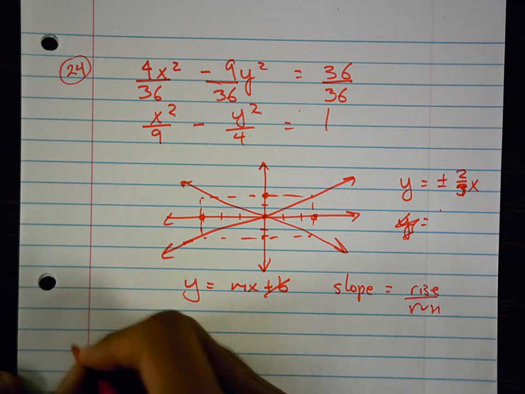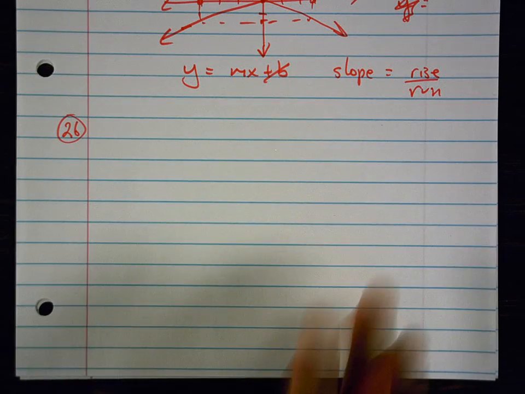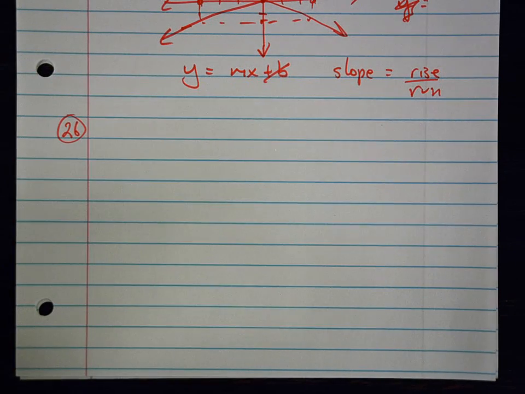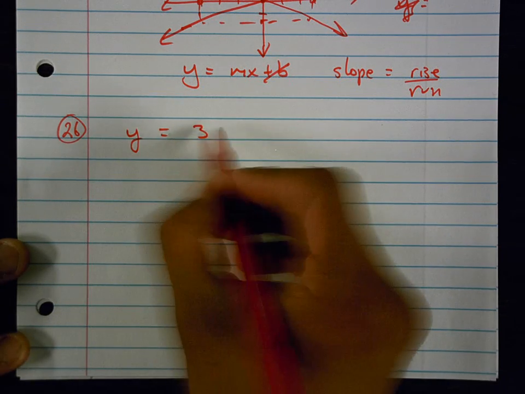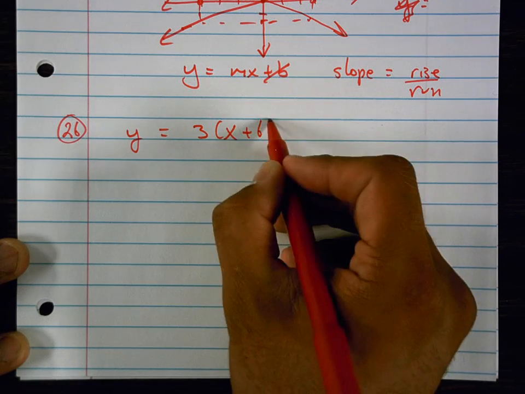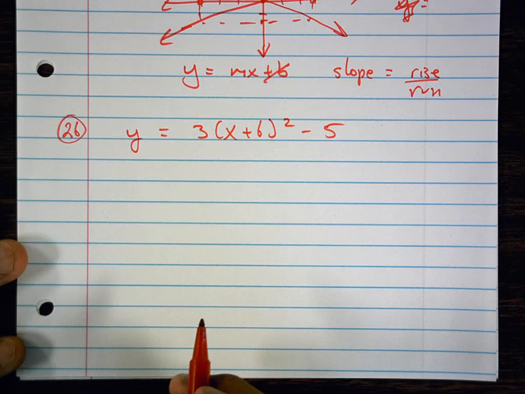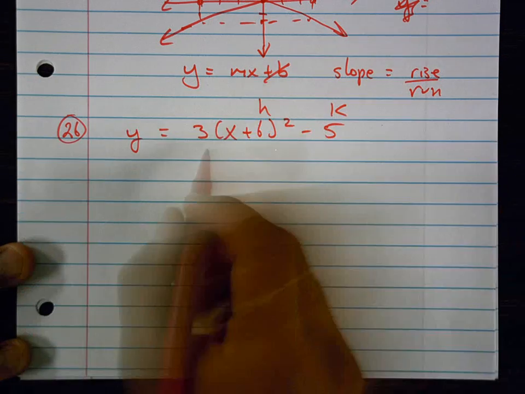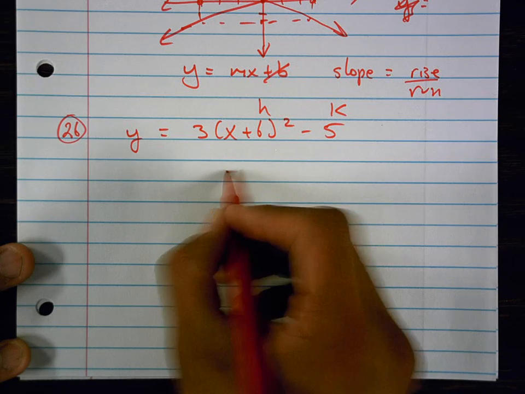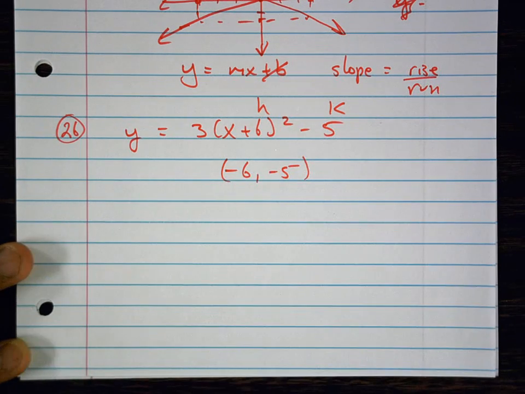All right, 26. Number 26 says, what is the vertex of y equals 3 times x plus 6, quantity squared minus 5. So this is a parabola, and the vertex is going to be, this is our HK form, if you remember. Remember, when it's in parentheses, we always change the sign, so the vertex is -6, -5. This is outside the parentheses, so we don't change the sign.